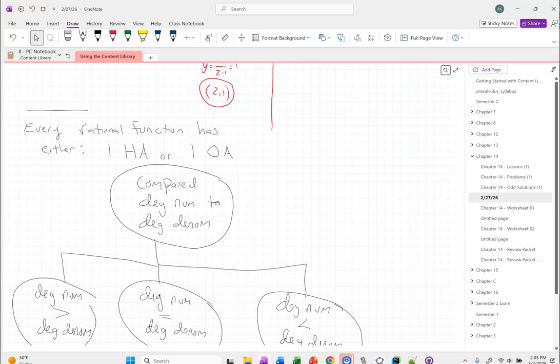To do this, all we need to do is compare the degree of the numerator with the degree of the denominator. And that'll tell us what we need to do.